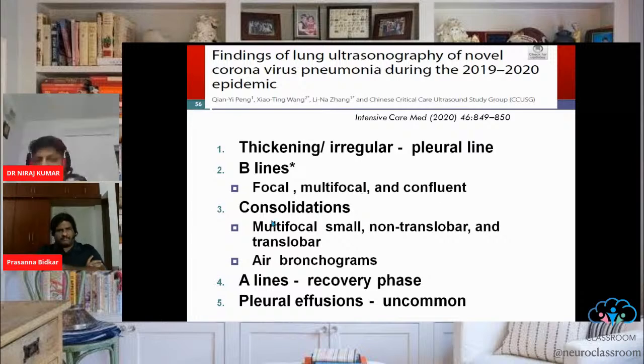And consolidation is also an important finding in viral pneumonia. This is either multifocal or translobar or non-translobar. You may also get air bronchogram within the consolidation area. And if the patient is recovering, then you might get A lines. Remember, the A line is the recognition of a normal healthy lung. If you are getting A lines, that means the patient is in the recovery phase. And one of the very interesting findings is that pleural effusion is very, very uncommon in these COVID-19 patients.